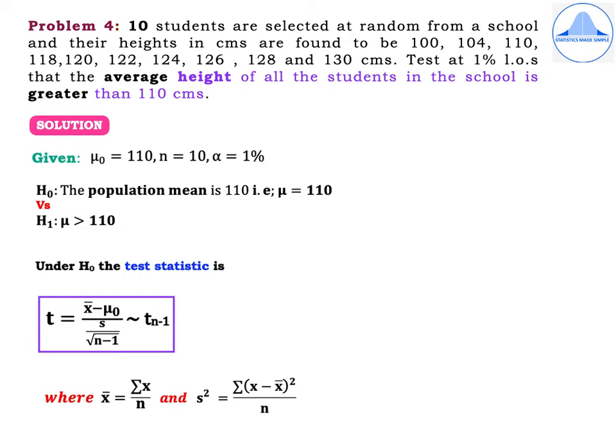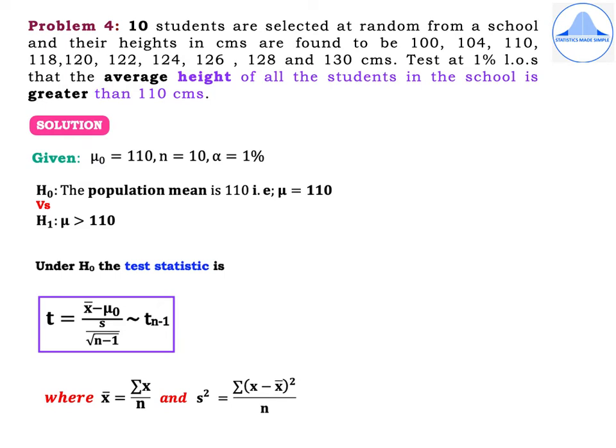In this problem, the word average is used and we see that the random sample size is 10, which is less than 30. So this test falls in the category of t-test for single mean. Now we should be able to get two values, that is n and mu naught. So under solution, write given mu naught is equal to 110, which is the mean of the population, and n is equal to 10 and alpha is equal to 1%.